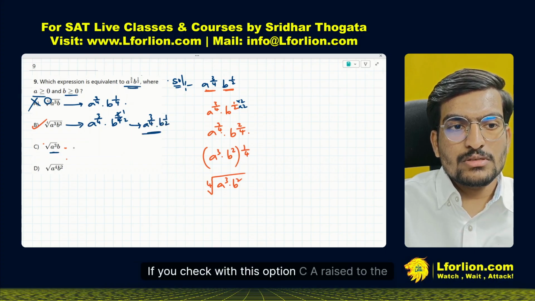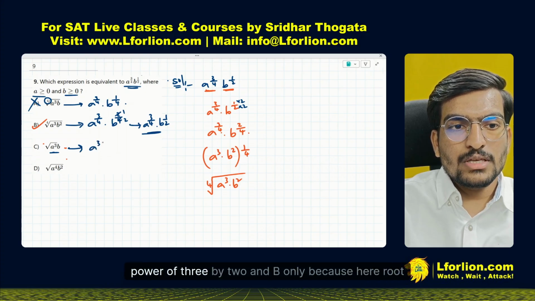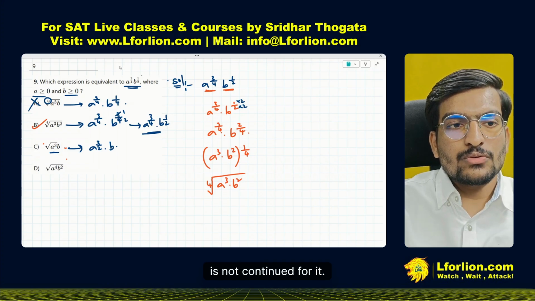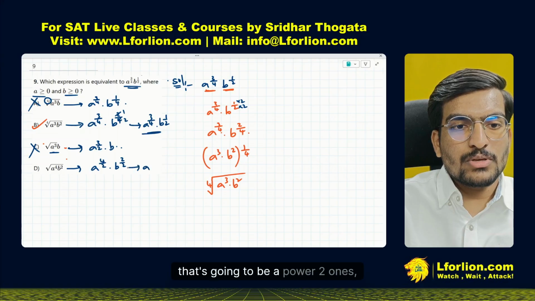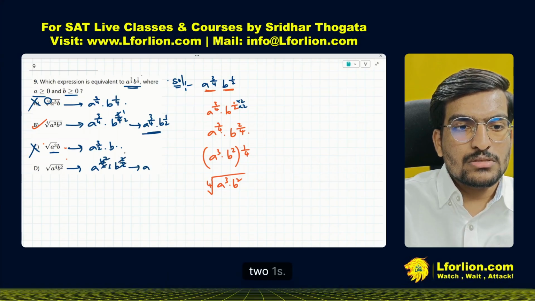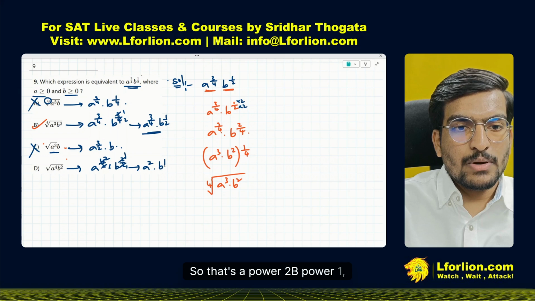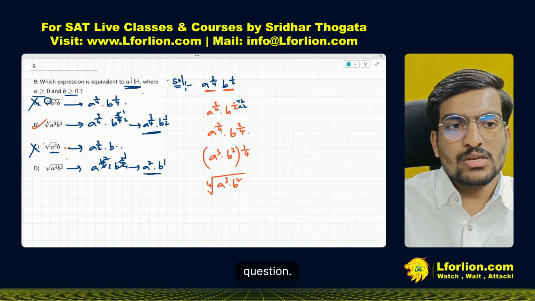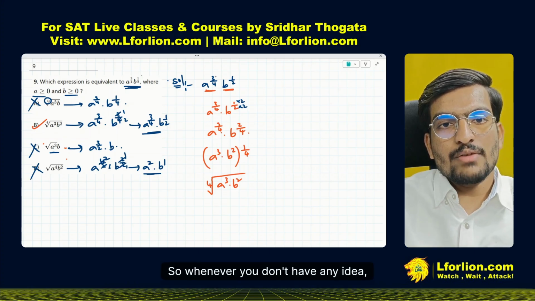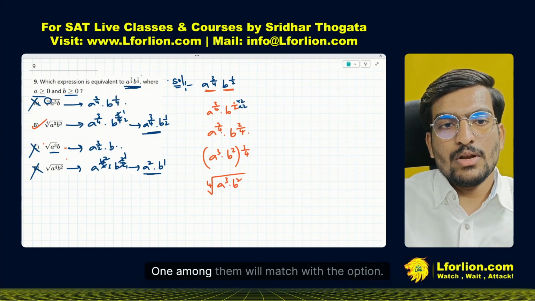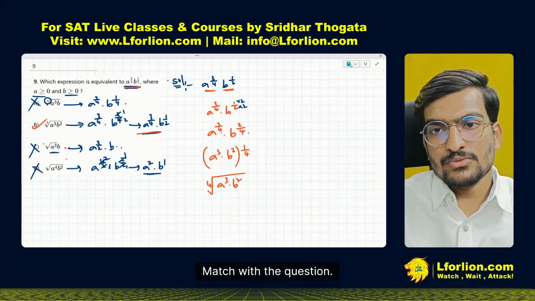If you check with option c, a raised to the power of 3 by 2 and b only, because here the root is not continued for it, so it's only b, which is not matching with the question. So option c is also incorrect. For this one, if you try a power 4 by 2 and b power 2 by 2, that's going to be a power 2, b power 1, which is again not matching with the given question. So definitely option d is wrong, option b is correct. So whenever you don't have any idea, try solving all options. One among them will match with the question, I mean.